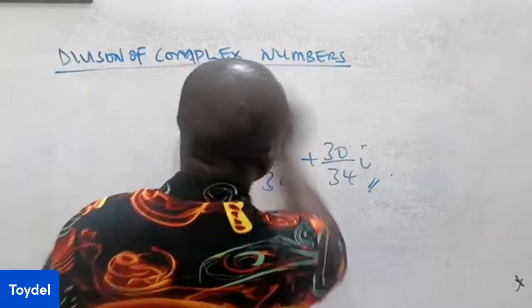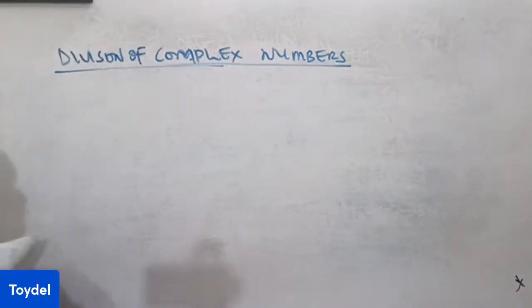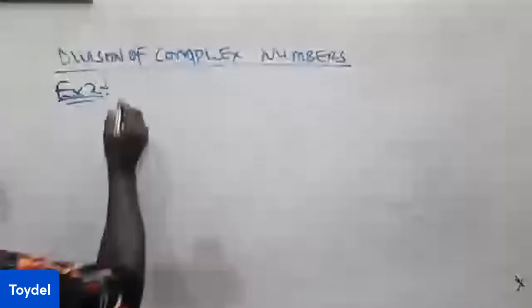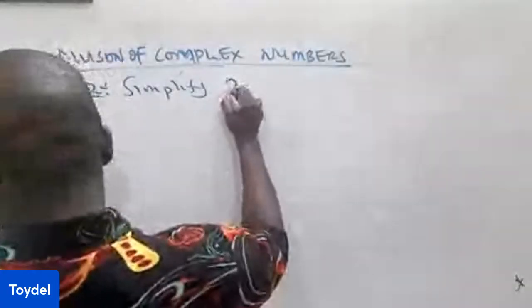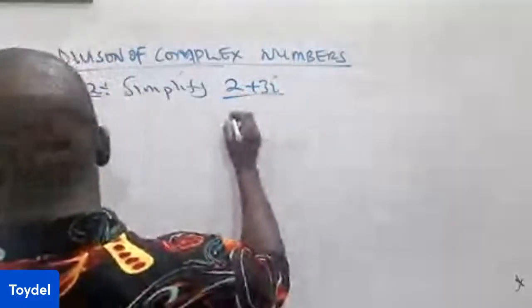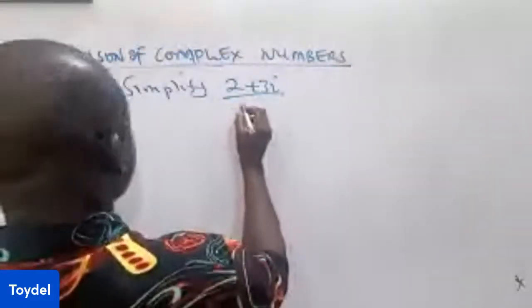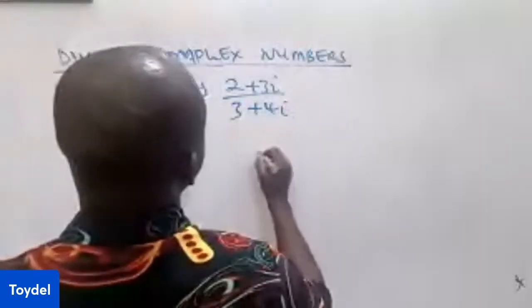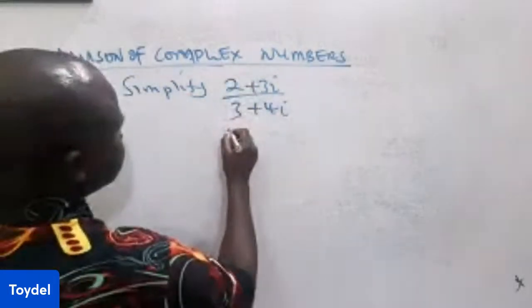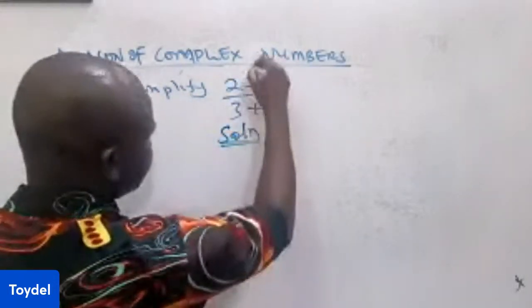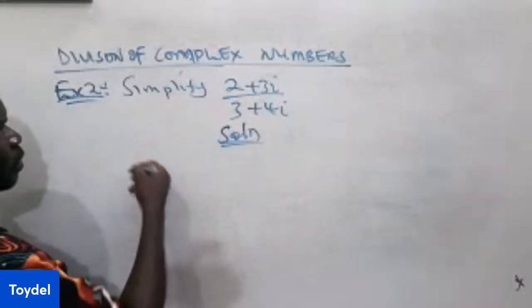So let's take another example. Example 2. We want to simplify 2 plus 3i all over 3 plus 4i. That's what we are given. So what do we do here? Still the same thing. Since this complex number is in the form of a fraction, that's division of complex number. This is what we are going to do.